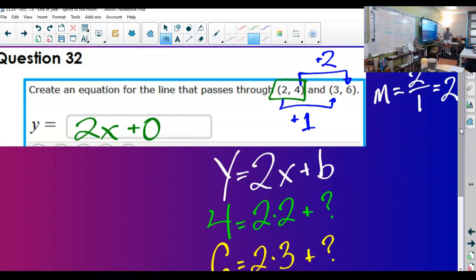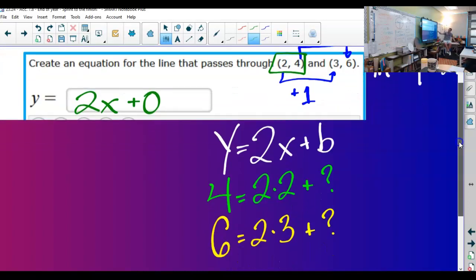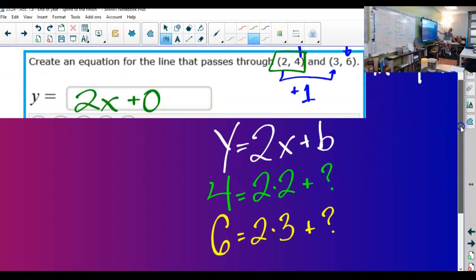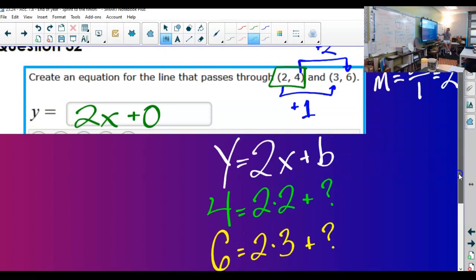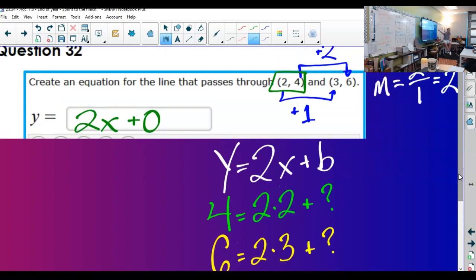0. It's already true. If I plug in the second point, you don't have to do this, but this is how you can check. If I plug in the second point, y is 6, x is 3. What does b need to be? 0. So our equation, you don't need to put the plus 0, but you could. They won't count it wrong if you do, at least I don't think, but you've got the answer key in front of you if you want to check equivalent forms, but I do not think they will care about a little extra plus zero.